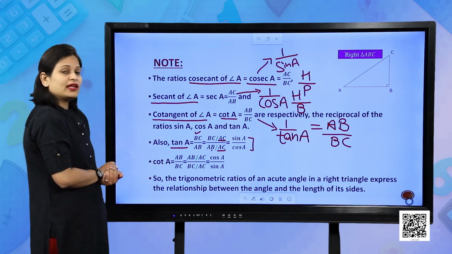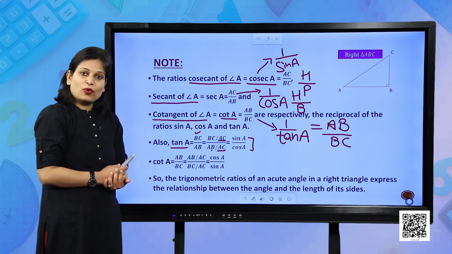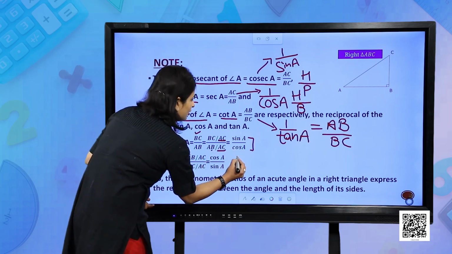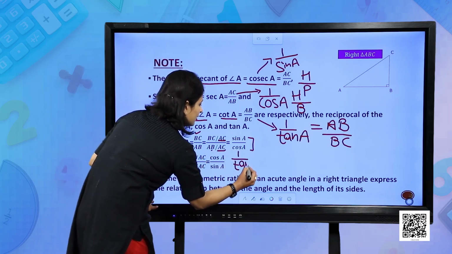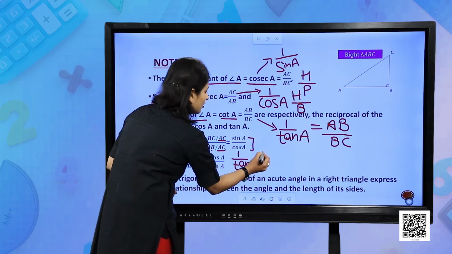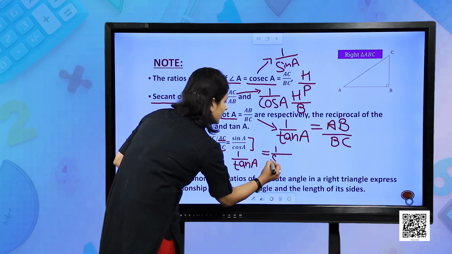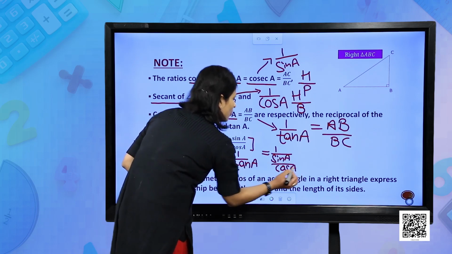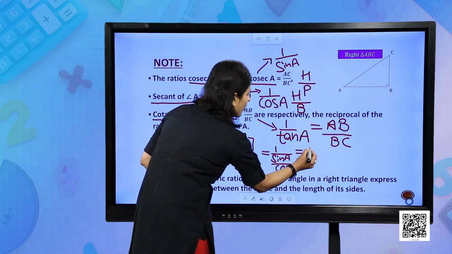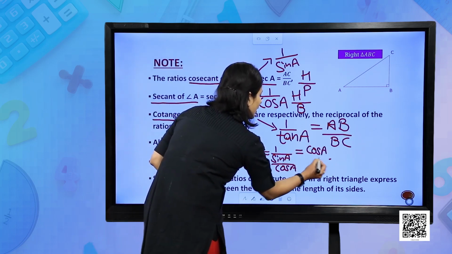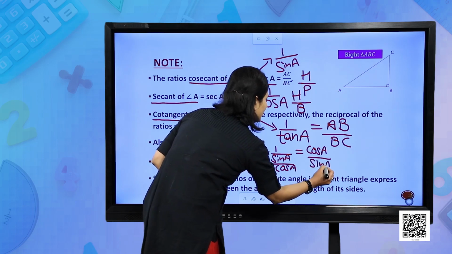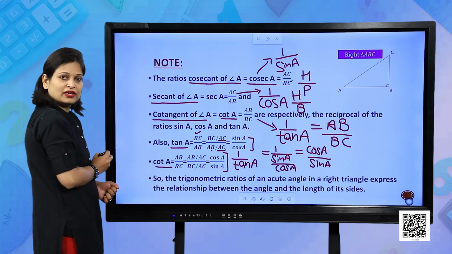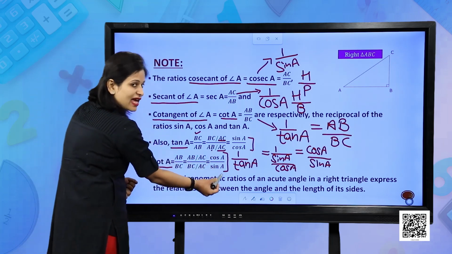Now what about cot A? It is basically the reciprocal of tan A. So we can also write it as 1 upon tan A. Since the value of tan A is sin A upon cos A, this will give you cos A upon sin A. See this? So the value of cot function can be written as cos A upon sin A.